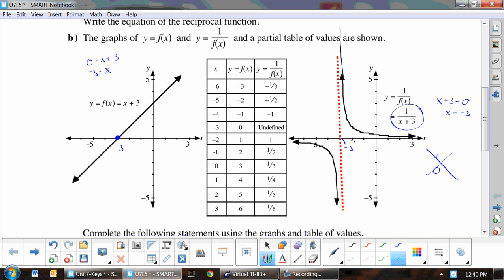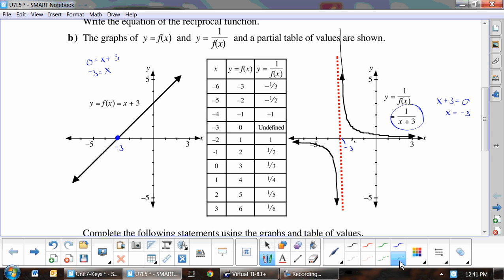But I'll explain it to you later. Okay? So we know that we cannot divide by 0, so x can never be -3 because that would make our equation divide by 0. So the equation will get closer and closer to -3, but it will never cross it.